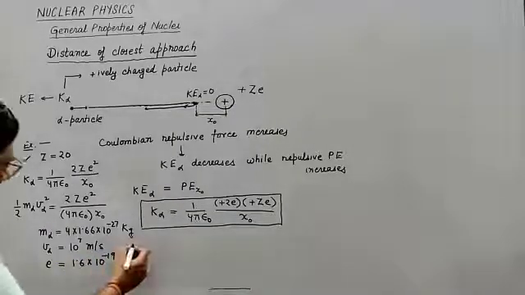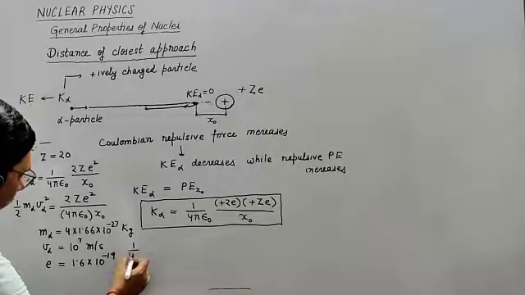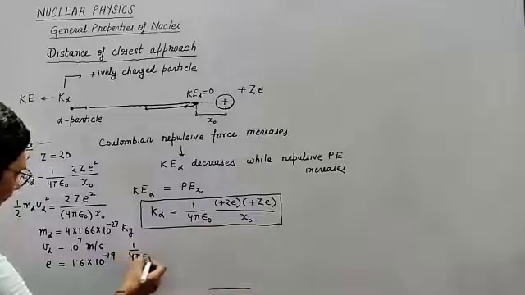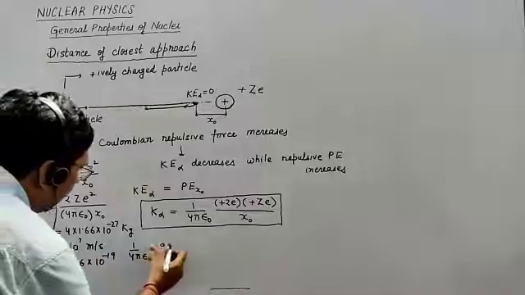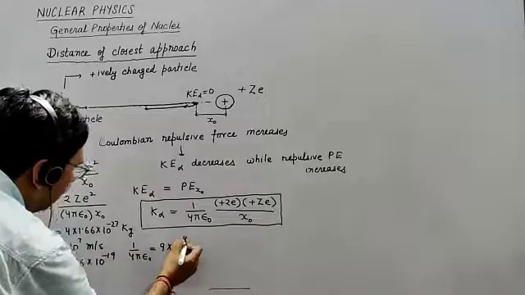And 1 upon 4 pi epsilon naught. What is the value of 1 upon 4 pi epsilon naught? This value is equal to 9 into 10 to the power 9.